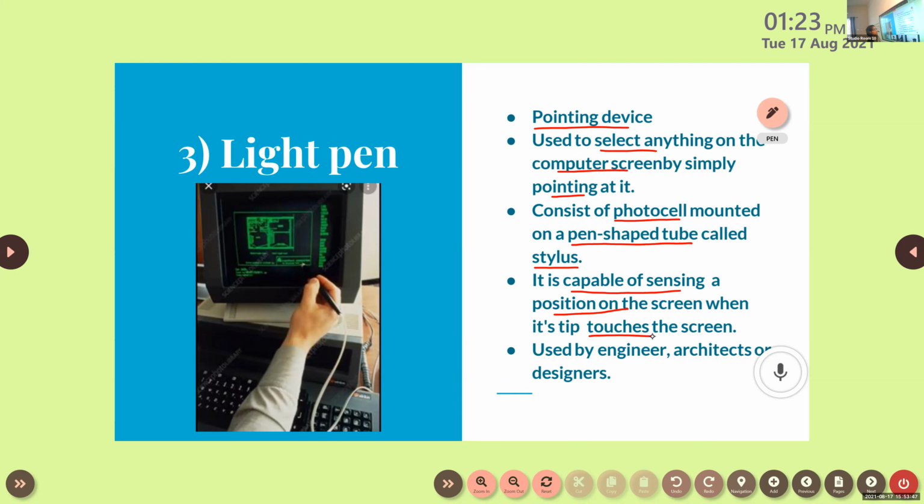So this light pen is a pointing device which is used to select items on the computer screen. It consists of a photocell which is mounted on a pen-shaped tube known as a stylus. This photocell detects the screen location and sends the corresponding signal to the CPU. When the pen is moved on the screen, light from the screen at the location of the pen causes the photocell to respond.